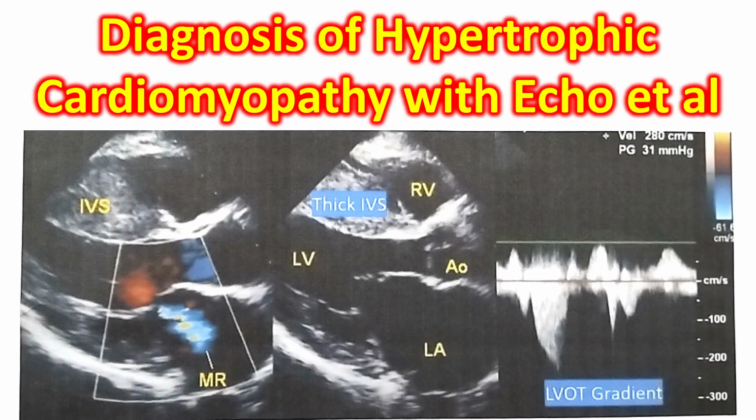It is preload determined, and there are maneuvers which can be used to increase and decrease the gradient in hypertrophic obstructive cardiomyopathy that can be used even in the echocardiography room, like squatting and hand grip exercise. During the procedure you can check the variation or the dynamic gradient in LV outflow obstruction of hypertrophic obstructive cardiomyopathy.